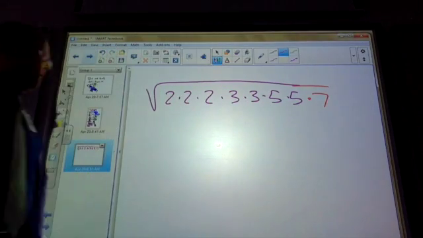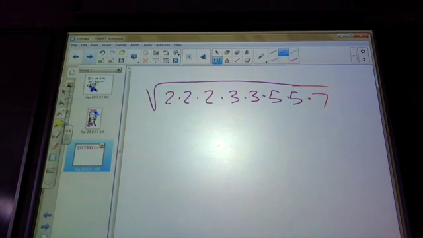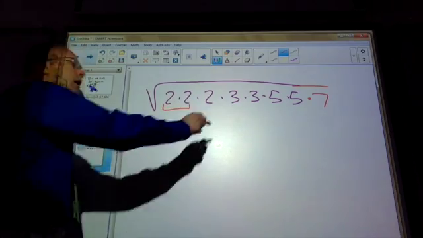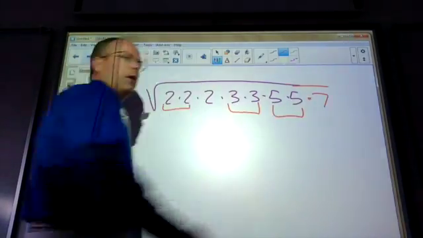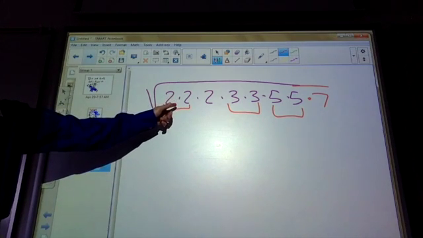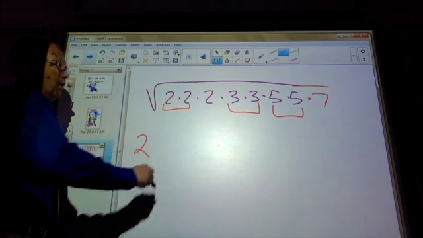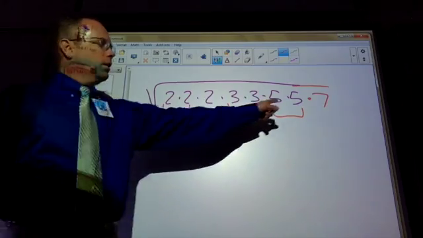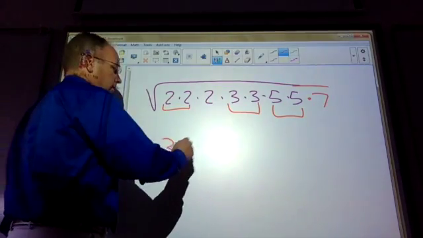I wanted to keep it as a prime number. Let's say we had something like that. So I have a pair here, I have a pair here, and I have a pair here. Do you agree? So this would give me 4. Square root of 4 is 2. This would give me 9. Square root of 9 is 3. This is 25. Square root of 25 is 5.